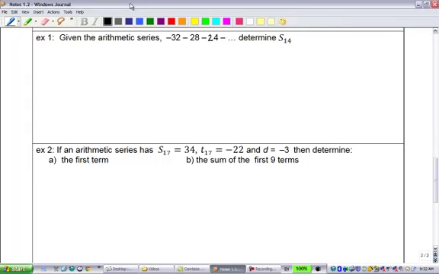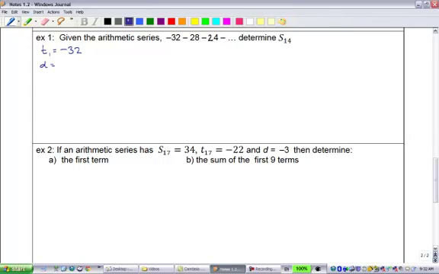Let's take a look at a couple of these examples. We have an arithmetic series with the first term negative 32, minus 28, minus 24. Again, similar to what we've done before, let's list off the things that we know. We know that term 1 is negative 32.